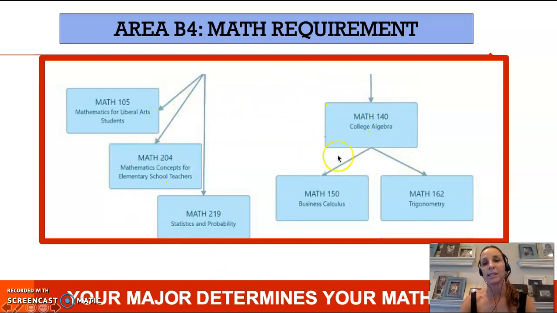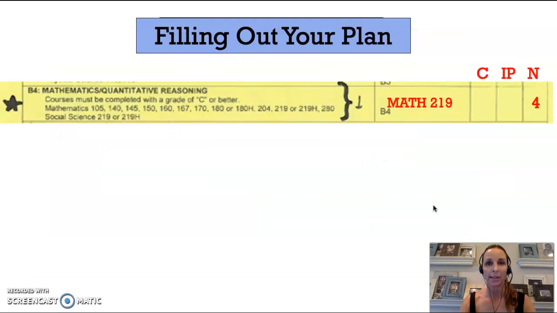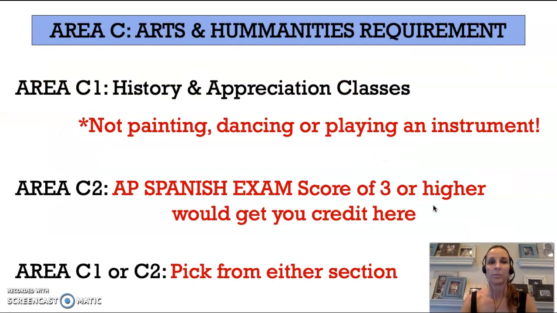Over here is our STEM pathway. So everybody starts with 140. And if you're going to be a business major, you would go to Math 150. And if you're going to stay in the STEM, you would go to 162, and then depending on how far you need to go, you go to Calc 1, Calc 2. But talk to a counselor or myself if you're not sure about your math. That's what it would look like on your worksheet.